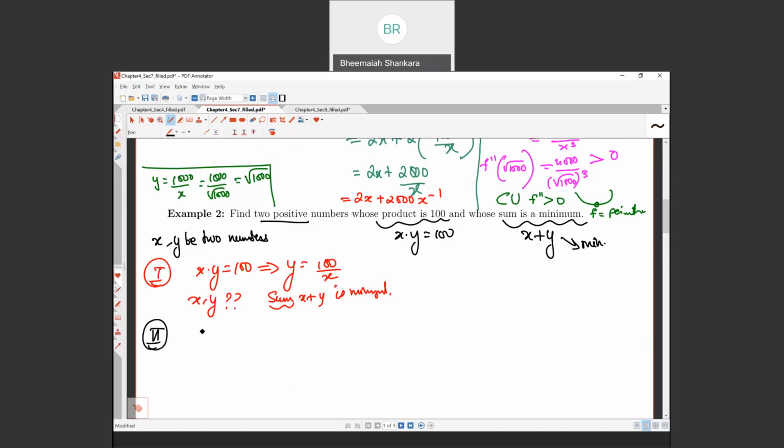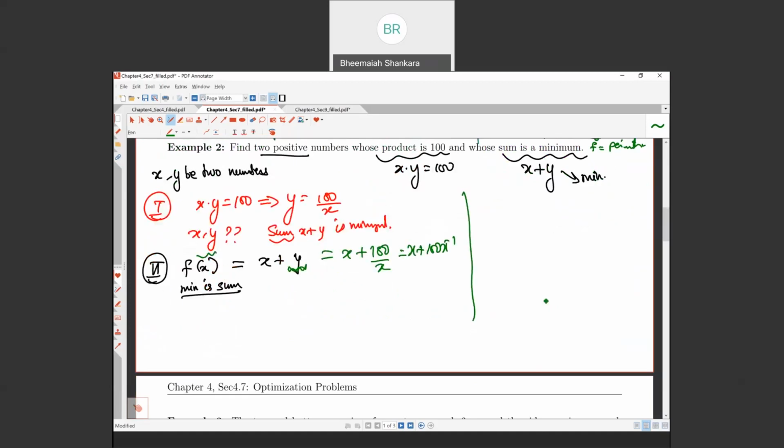So let me write that in the second step. The function f of x, which you want to minimize in the problem, is the sum. You're minimizing the sum, so rewrite f of x as x plus y. On the left hand side you wrote it's a function of x, but on the right hand side you're writing a function of x and y. So this y should be rewritten in terms of x. So I'm going to plug in y as 100 divided by x. I'm going to rewrite this as x plus 100 x to the negative 1. Now I will be differentiating this in our step 3.